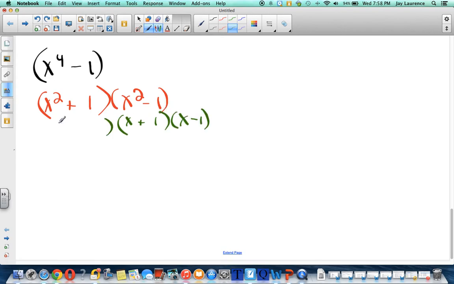And then the x squared plus 1 comes down with the problem. See that? Hey, one more. Difference of perfect squares. Just to mess with you.